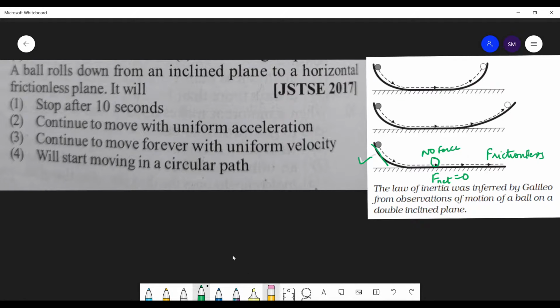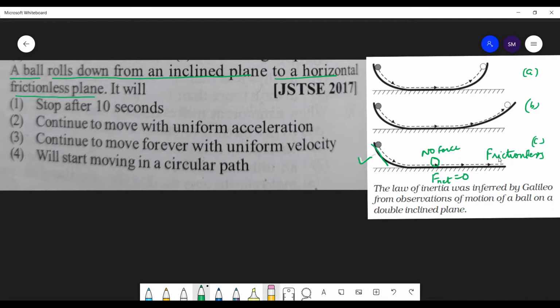So students, in this first question, a ball rolls down from an inclined plane to a horizontal frictionless plane. So these are three figures, A, B and C. So this is figure C. So we are talking about this figure, that a ball rolls down from an inclined plane. So now the ball comes to the horizontal frictionless plane.